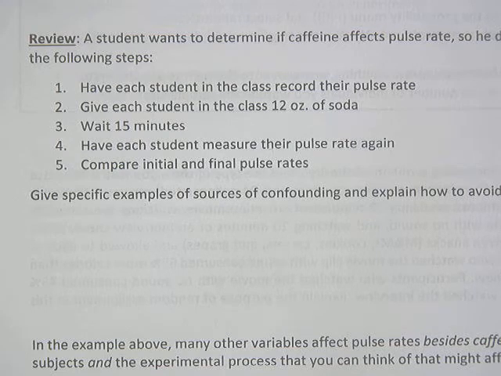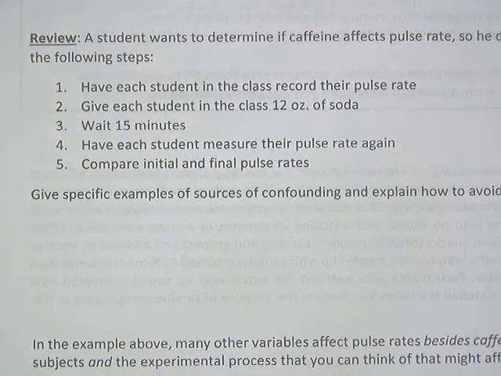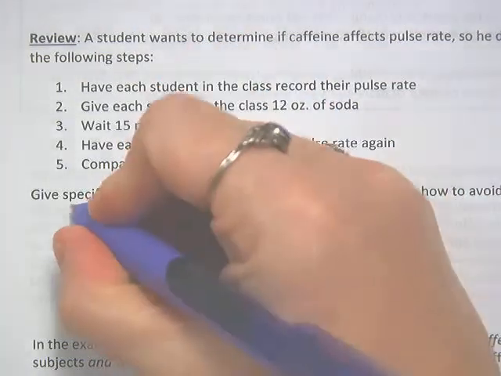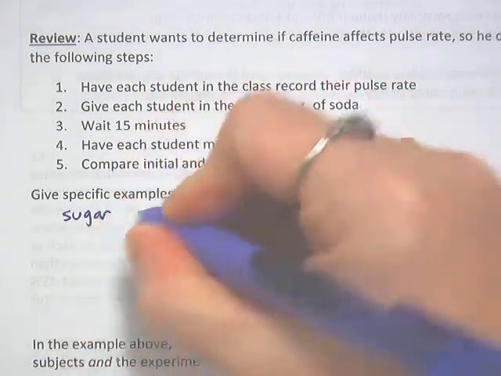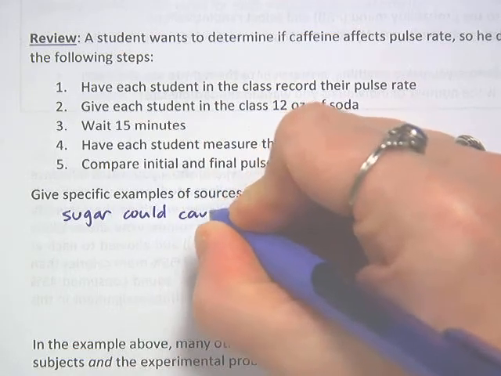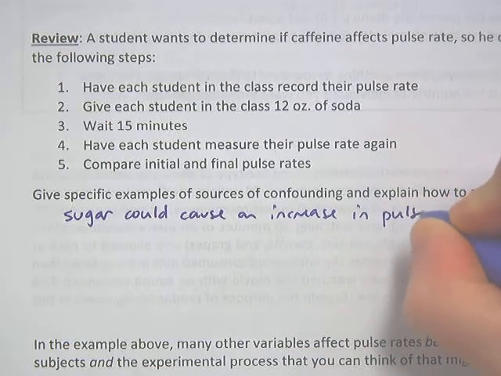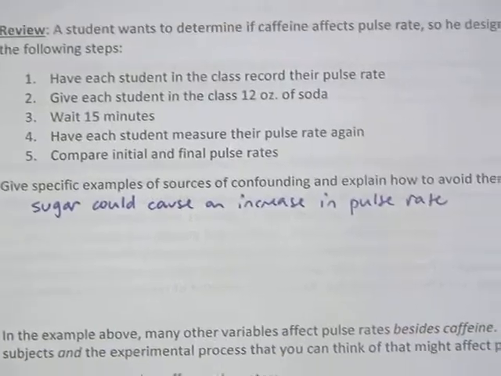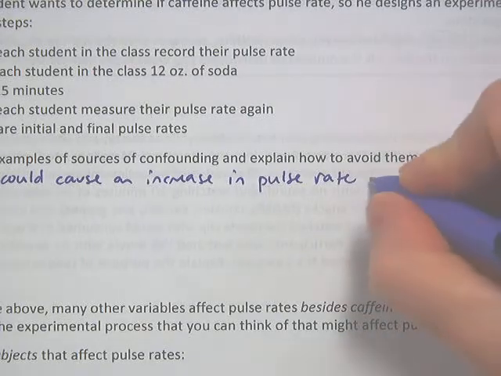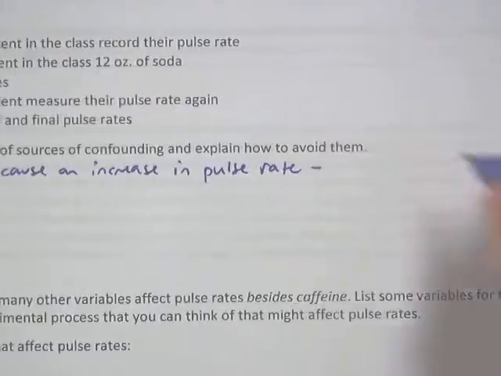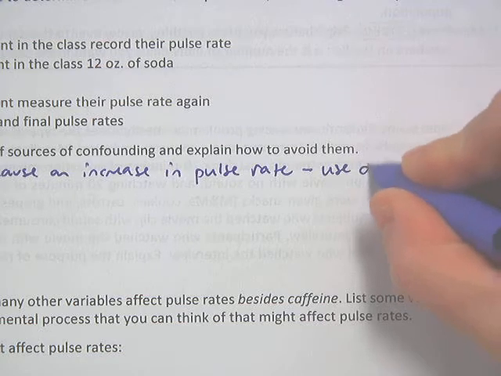What else is in soda that could increase pulse rate? Sugar is what we had mentioned last time. All right. Let's see. Give specific examples of sources of confounding and explain how to avoid them. Sugar could cause an increase in pulse rate. That's really easy to avoid. Use diet soda.